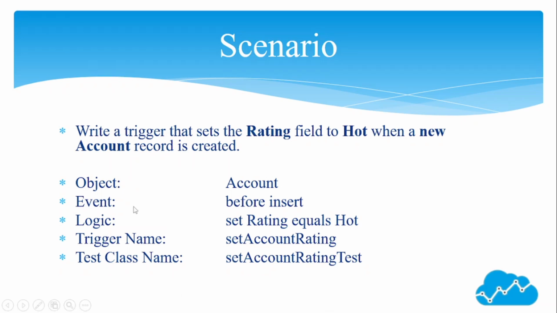As we are seeing in the scenario here, write a trigger that sets the rating field to Hot when a new account record is created. Account is an object in Salesforce. This is a standard object and rating is a field of that account object. And Hot is a picklist value of the rating field. So whenever a new account is getting created, at that time you have to automatically set the rating field to Hot. So this is the basic scenario.